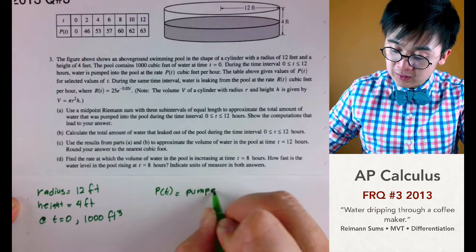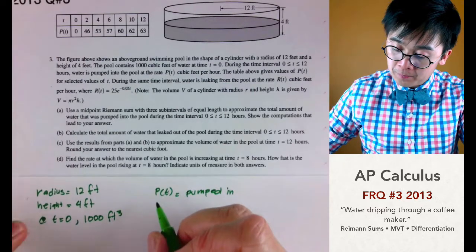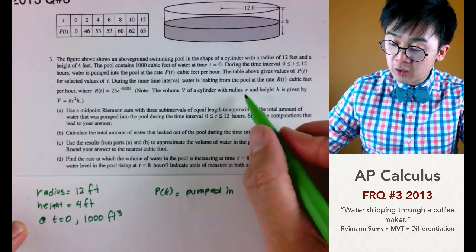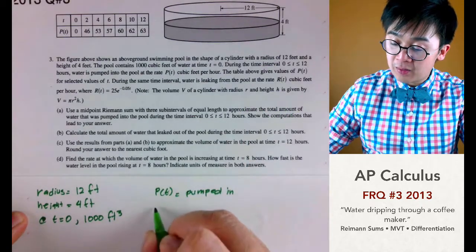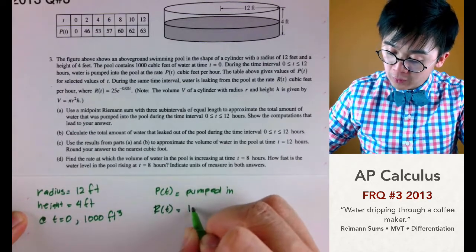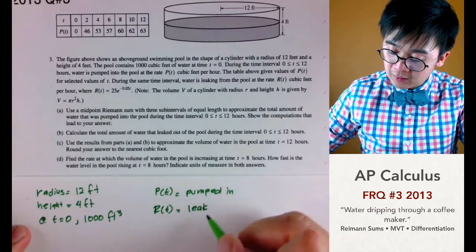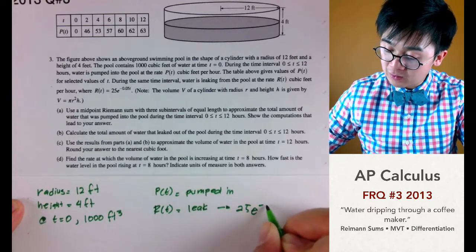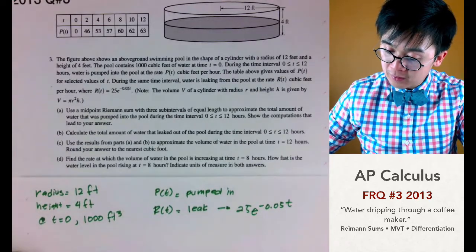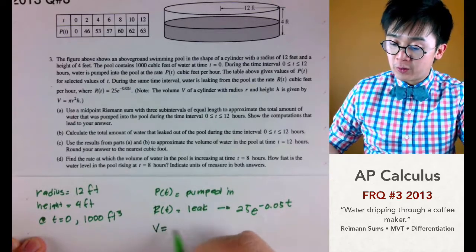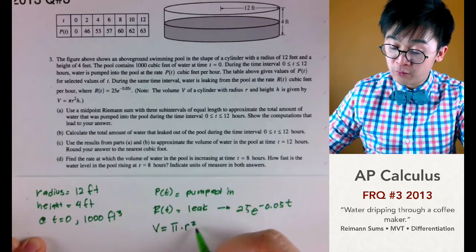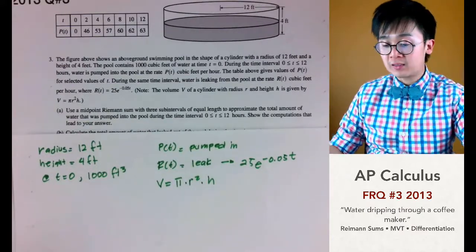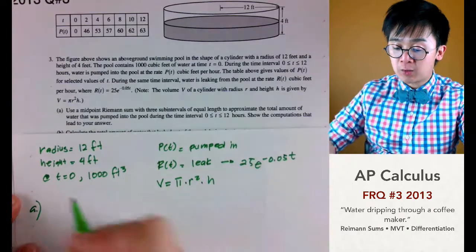So let's write it down. P of t would be the water being pumped in, and we also have the function R of t, which is also in cubic feet, and this is the rate of the water that's leaking from the pool. So R of t is leaking out. There's an actual function for R of t, and that is 25 e to the negative 0.05 t. We're given the formula for the volume as well, which is pi times r squared times h, and we're going to be using this later on in this problem. But first, let's answer problem letter A.